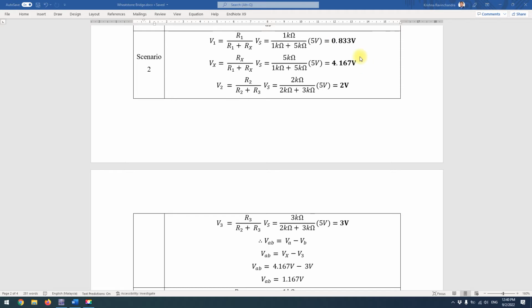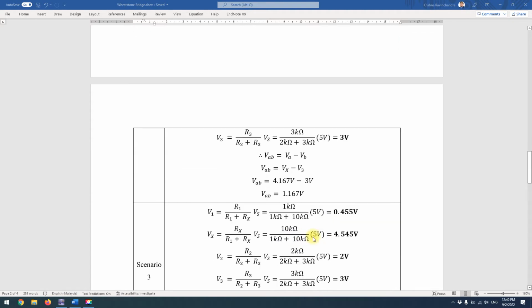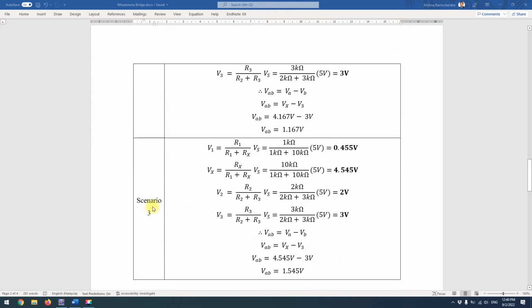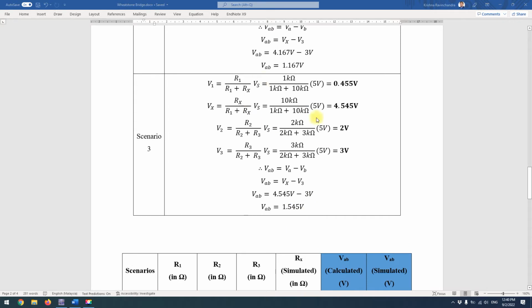So scenario 2 is for 5 kilo ohms. Similar calculations, just substitute the Rx with 5K and you will get your values. The VAB here is 1.167, and scenario 3 is 10 kilo ohms, where we get the VAB to be 1.545 volts. So do the substitution of just changing the Rx values and you will get your V1 and Vx values.